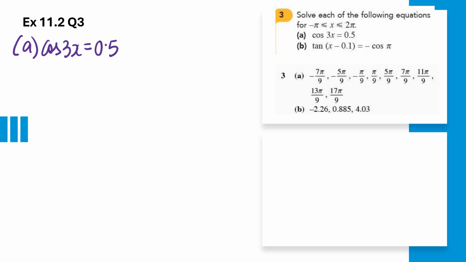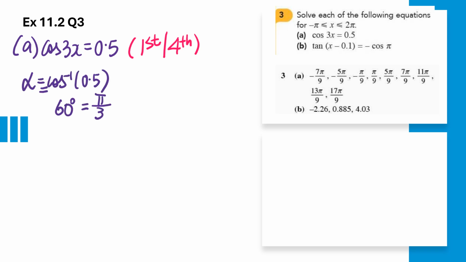Okay, so the first step is to identify the positive angle. The quadrants will be the first and the fourth quadrants. And we find alpha, which is cosine inverse 0.5, 60 degrees. You can again change it to radian mode. It's actually a special angle, 60 degrees, so it's just pi over 3, and then let's find the answer for the positive angle first.